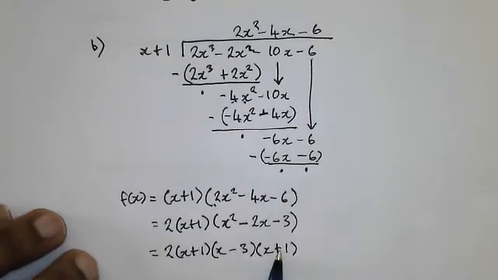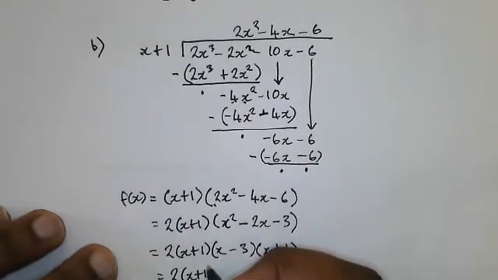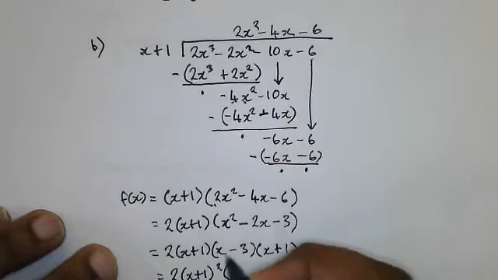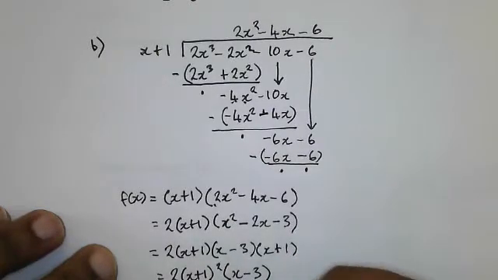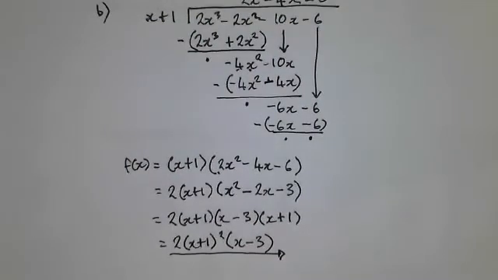But x plus 1 and x plus 1, they're appearing twice, isn't it? So why don't we write it like this? 2 by x plus 1 squared by x minus 3. Okay, now we fully factorized this thing.